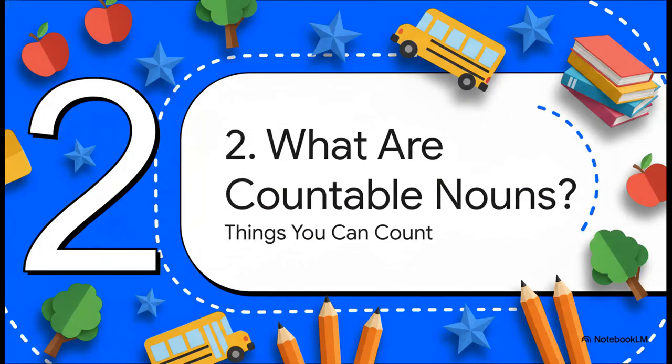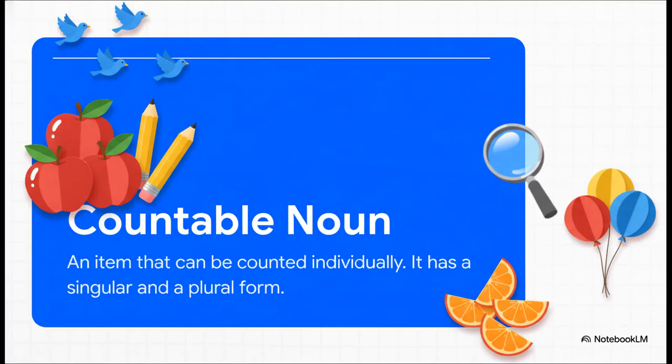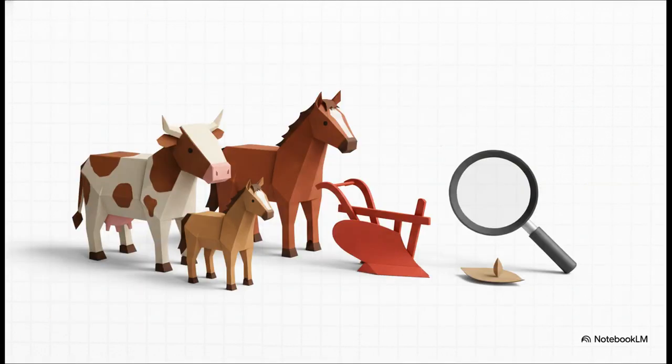Let's start with that first group, countable nouns. The name pretty much gives it away, doesn't it? These are just things that you can count. So here's the official idea. A countable noun is anything you can count one by one. It has a singular form for just one thing, like one tool. And it has a plural form for more than one, like 2 tools. Simple as that. And farms are full of them.